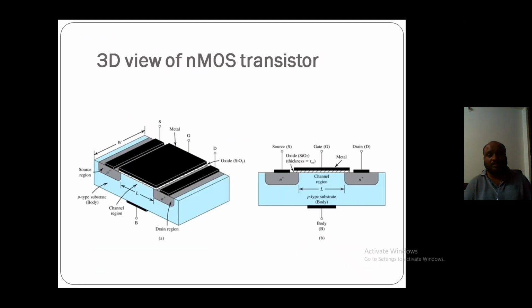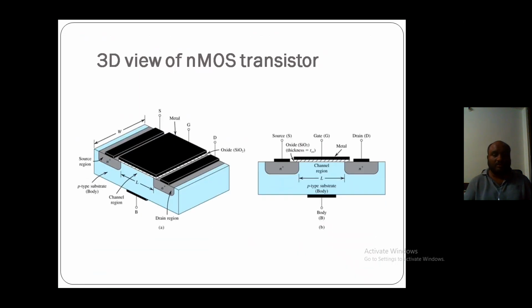The 3D view of an NMOS transistor looks like this, where this is the three-dimensional overview, where the lateral length indicates the channel length and its perpendicular dimension indicates the width of the transistor, then followed by gate, source and drain with the metallization pattern, and the P substrate forms the body, and its front view will look like this. Hope that's clear. And followed by CMOS fabrication.